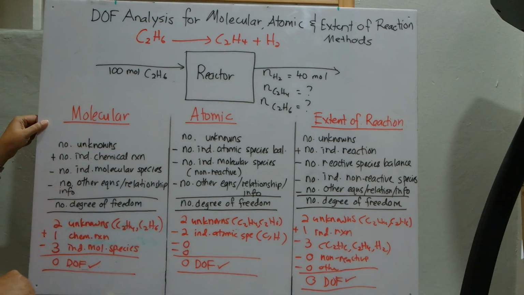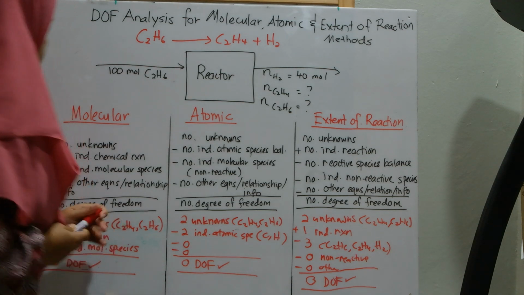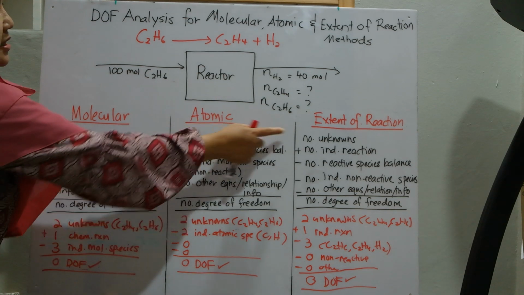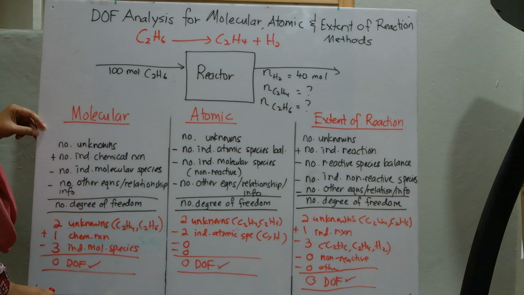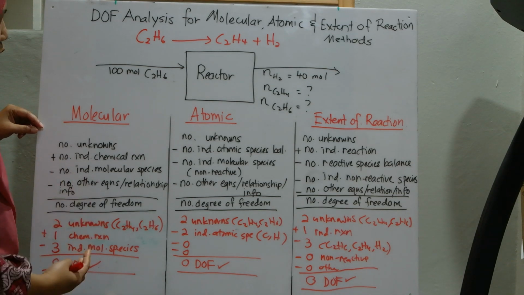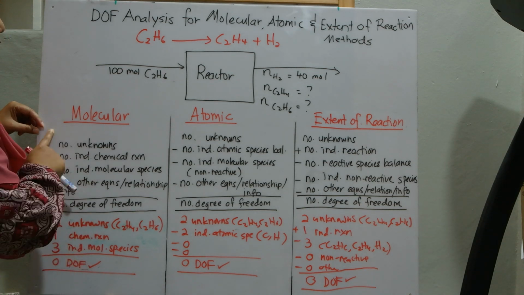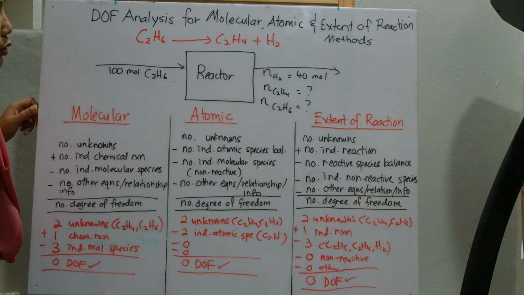In part 9, we already solved it in terms of molecular. For more information about the DOF requirements for molecular, atomic, and extent of reaction, please read your textbook chapter 4.7, and under that chapter there will also be some examples of how they perform degree of freedom for molecular, atomic, and extent of reaction using other examples, right?